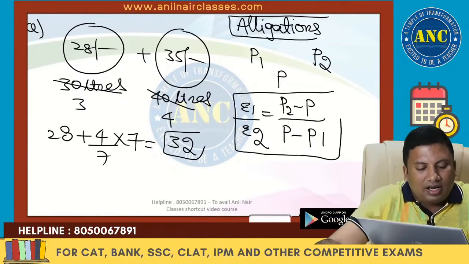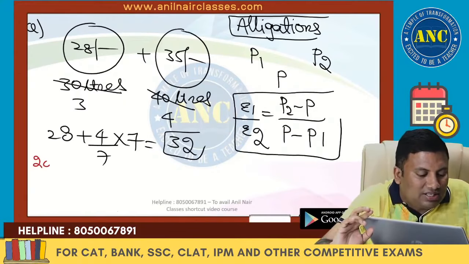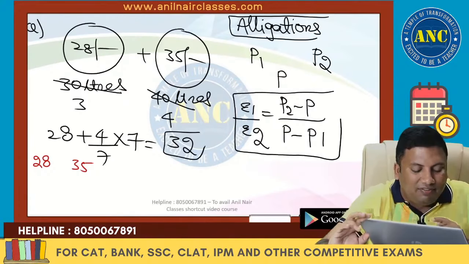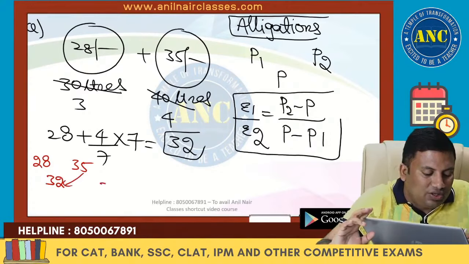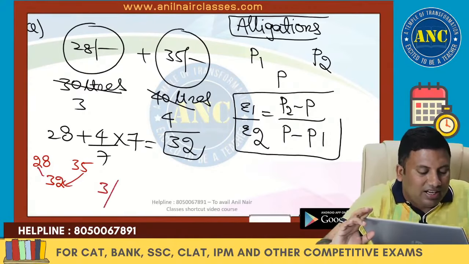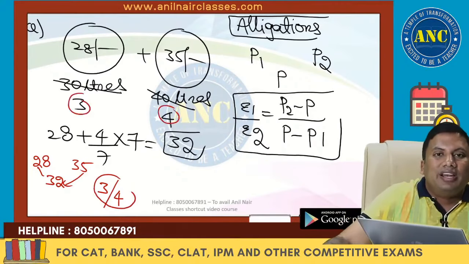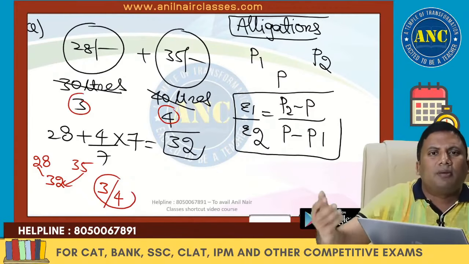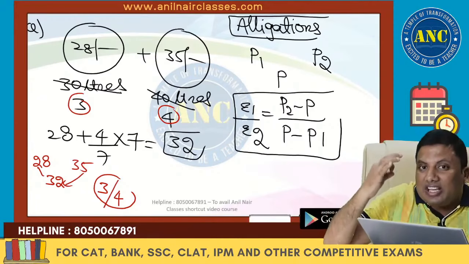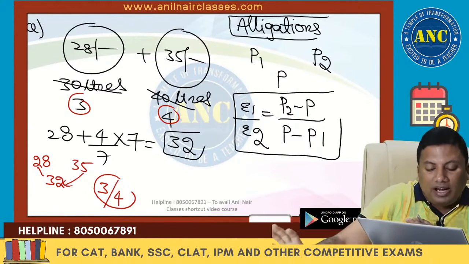In case you forgot the concept, you can use answer options. Lowest is 28, highest is 35. If I combine them, average is 32. What is the ratio? 35 minus 32 is 3. 32 minus 28 is 4. 3 is to 4. That is what we need, the ratio. That is exactly 30 by 40. 30 by 40 in simplest form is 3 is to 4, right? That is exactly the reason the ratio in which they are combined is what matters to me more than the consumption. I hope it is clear.